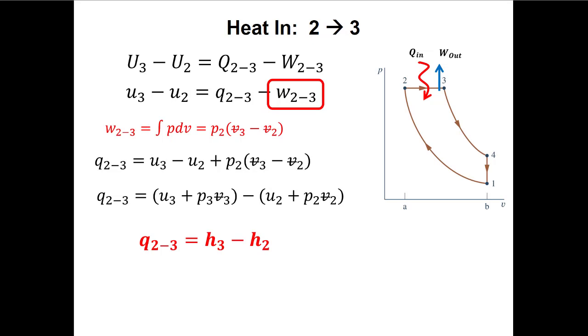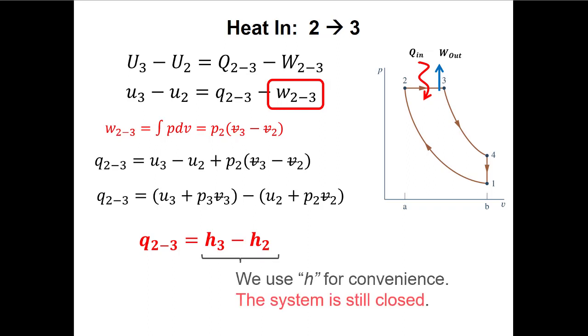And lo and behold, H is the first letter in horizontal. So if you have a line that's horizontal on your PV diagram for your diesel cycle, you can put in H's instead of U's. But as always, you don't have to remember these things. You don't have to think about these silly mnemonic devices. You can just work this out from the first law.